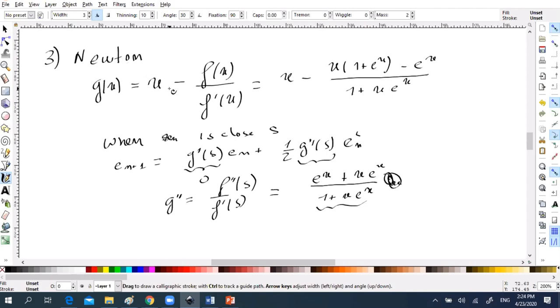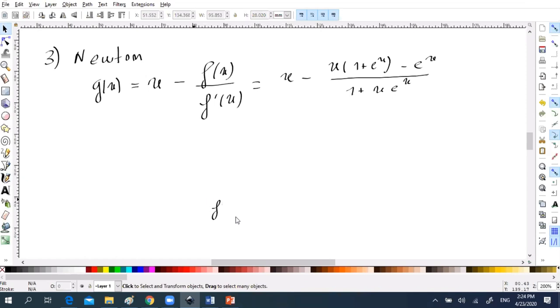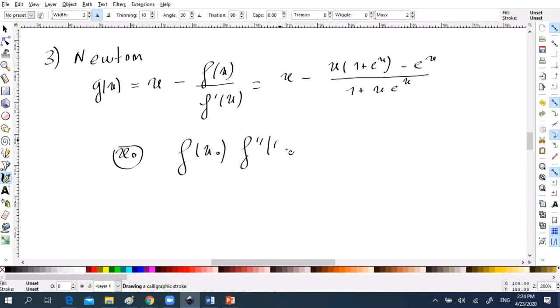Now, another thing that you must see: the quadratic convergence is not 100% sure that we have it. Another thing we must see is that if we want to choose a point x0 for the fixed point iteration, we have to verify that f of x0 times f second of x0 must be positive. So this is one condition that we must verify.